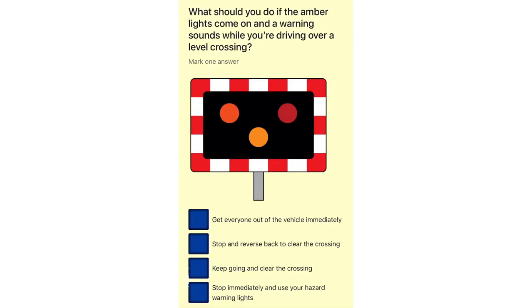What should you do if the amber lights come on and a warning sounds while you're driving over a level crossing? Get everyone out of the vehicle immediately. Stop and reverse back to clear the crossing. Keep going and clear the crossing. Stop immediately and use your hazard warning lights.